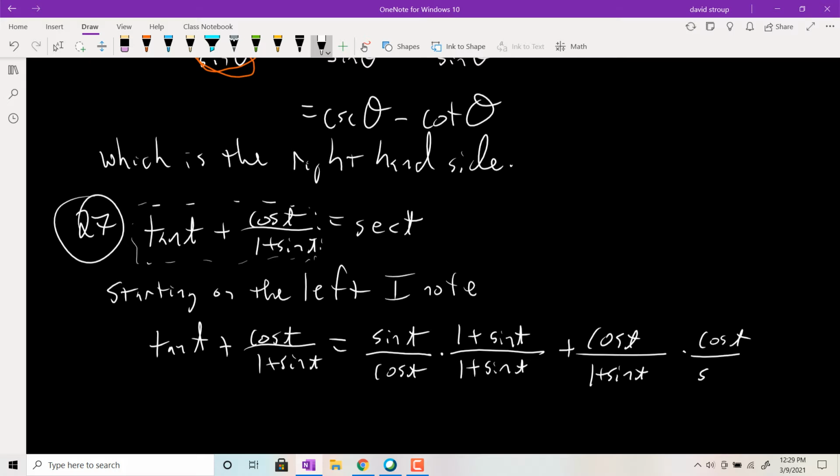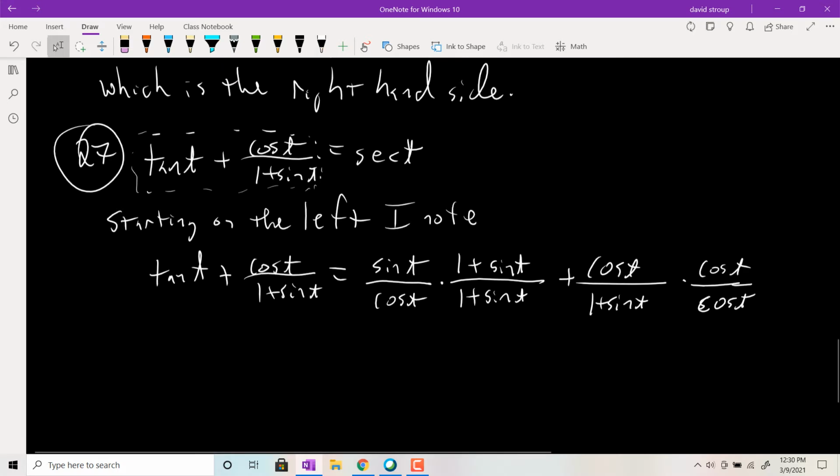And you may wonder, why did I do that? Why did I change tan into sine over cosine? It's just sometimes easier if everything's in terms of sines and cosines. Those are the more familiar functions. So usually it makes it easier to spot patterns and identities.